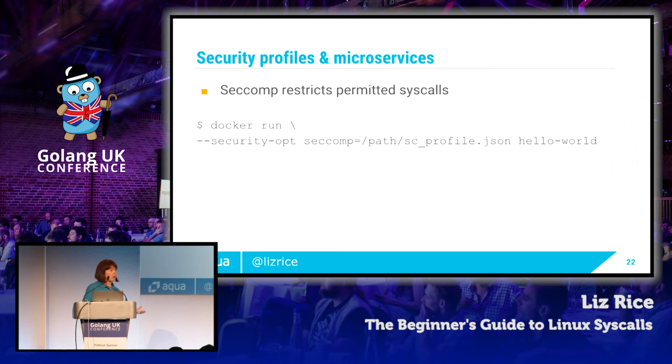You can then pass these seccomp profiles to containers, as an example. So Docker lets you pass in a seccomp profile in JSON format, for example, and that attaches the profile to this container, and it says that container can only execute the system calls that are defined in that seccomp profile.